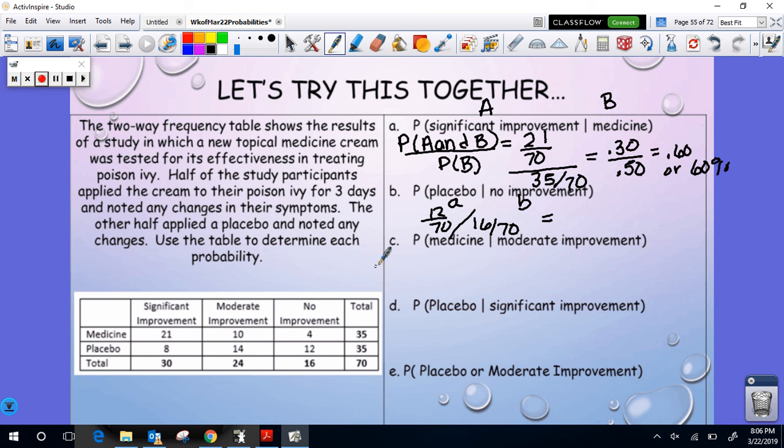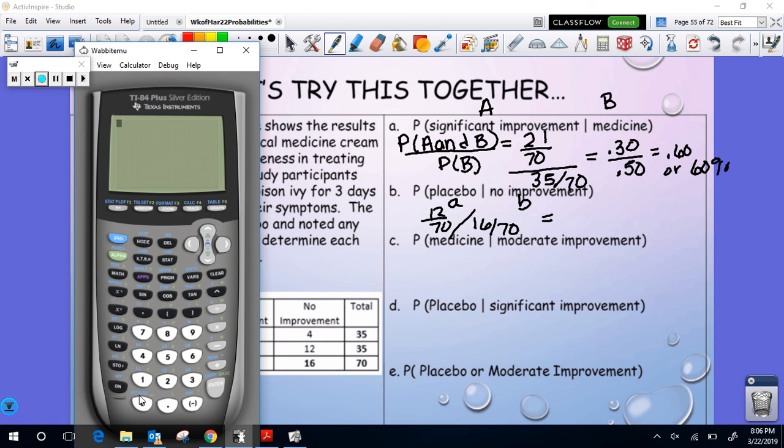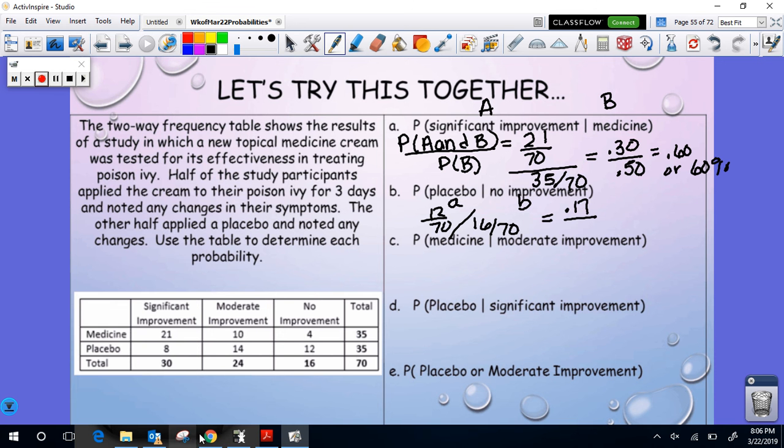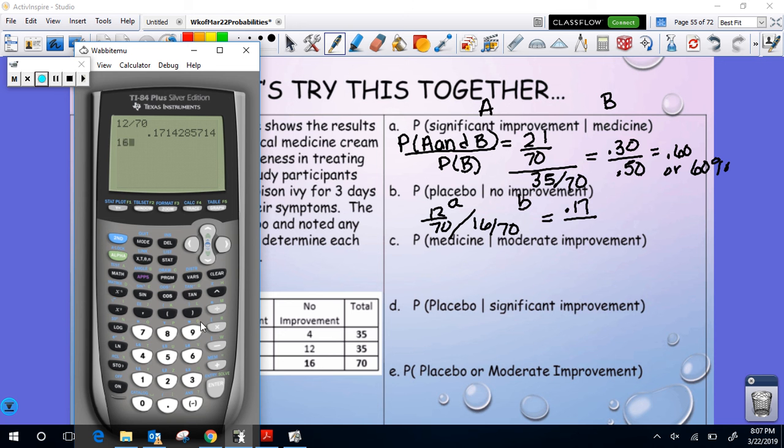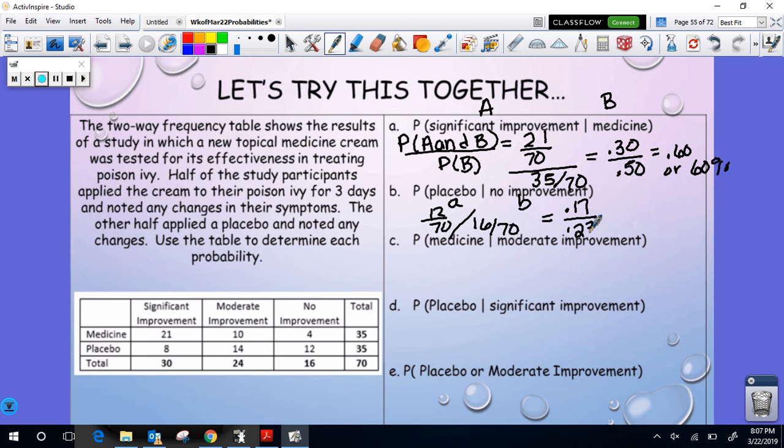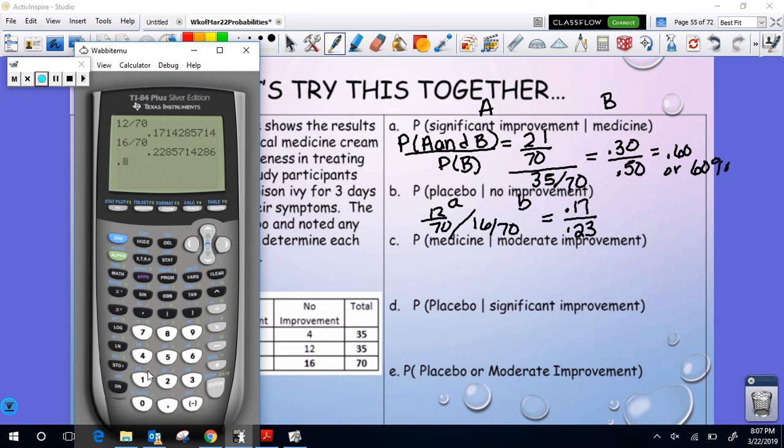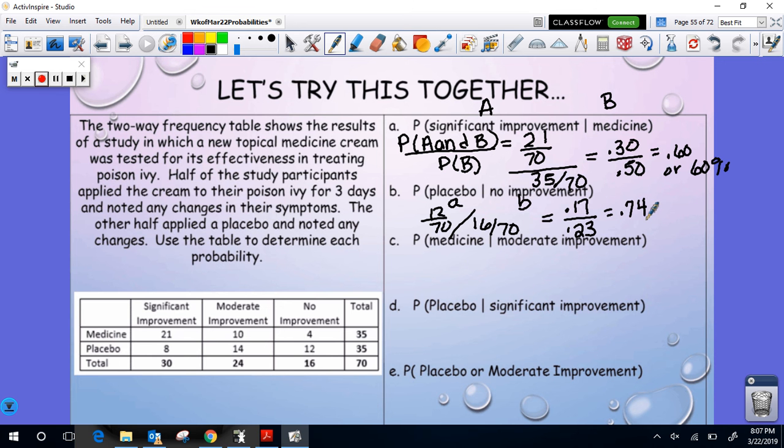You're going to grab your calculator and do the top one first. So you get 12 divided by 70 equals 0.17, divided by 16 over 70, which equals 0.23. Then 0.17 divided by 0.23 equals 0.74, rounded to the nearest hundredth, or 74%.